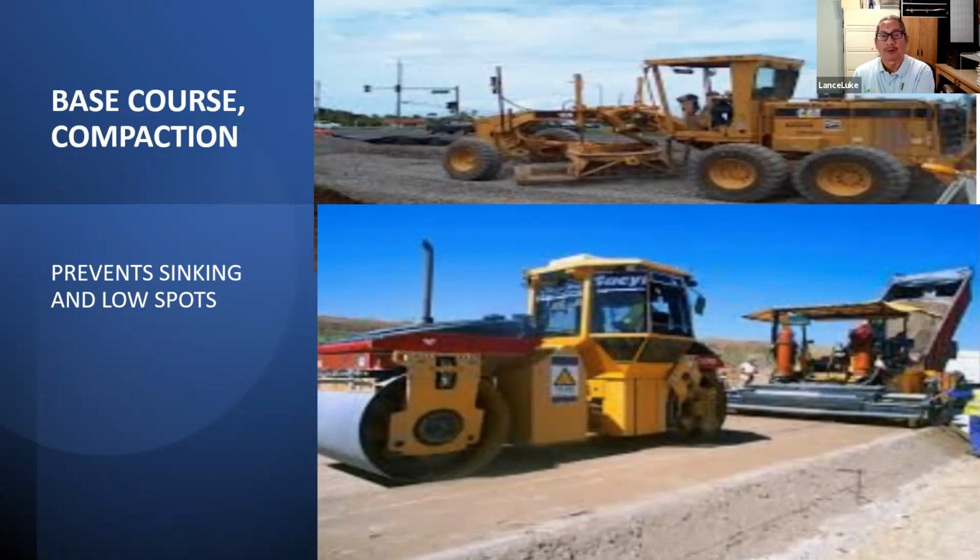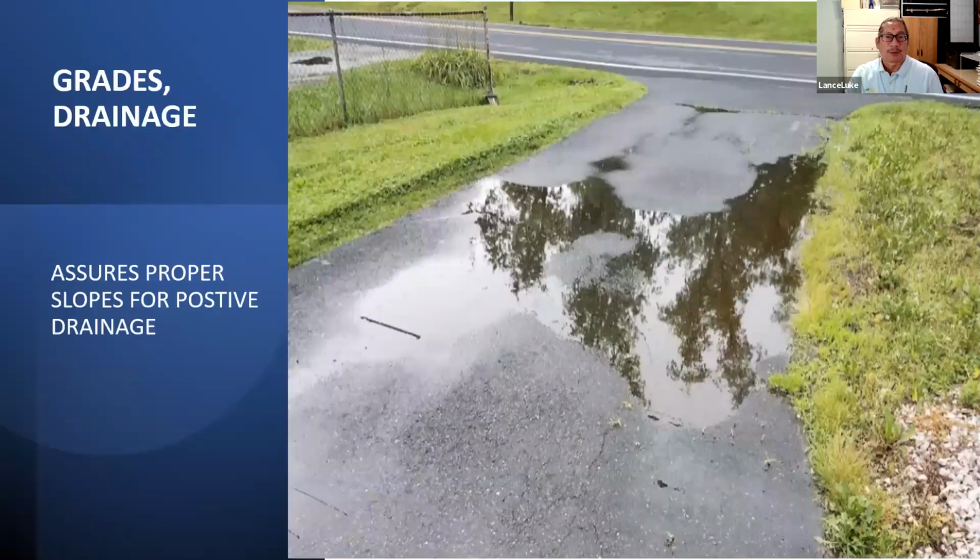So now, what are the components in this whole asphalt project? In order to get a good solid surface that has positive drainage, you've got to make sure that your grades are set correctly and the drainage is proper. So basically, you want to be assured that there are proper slopes for positive drainage.